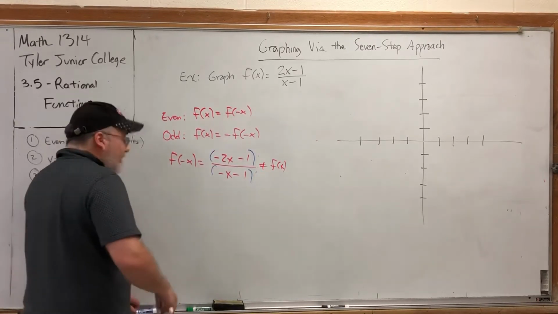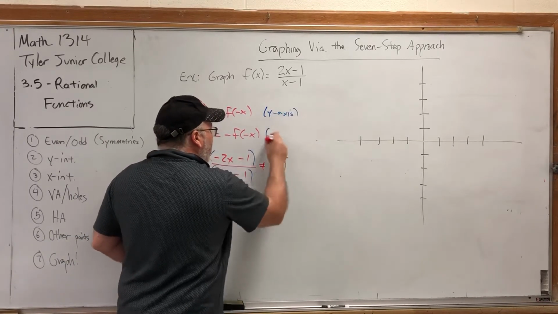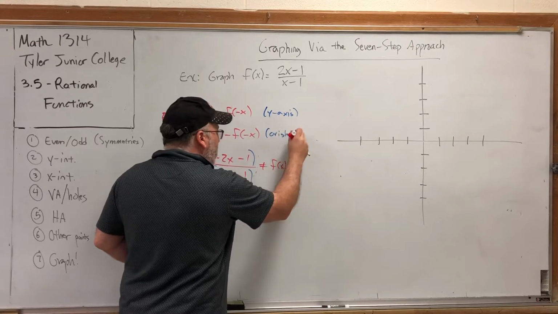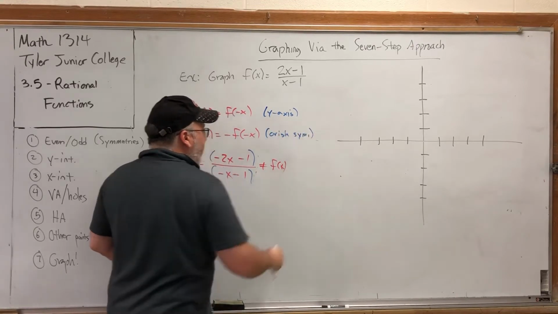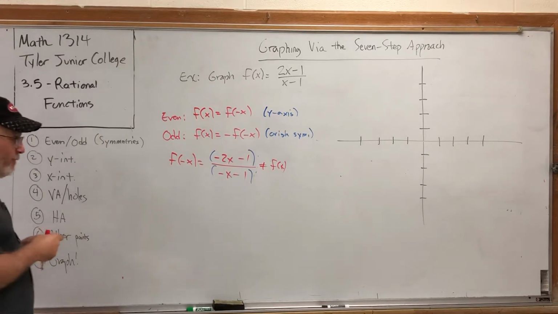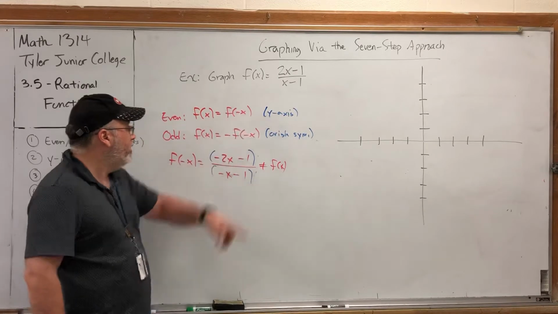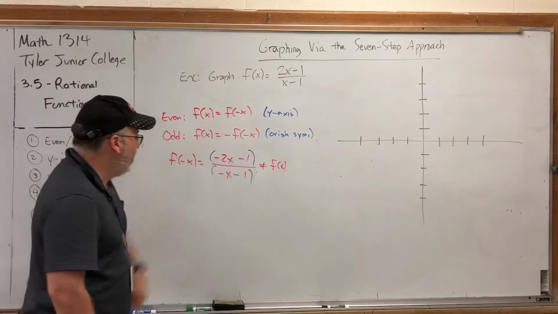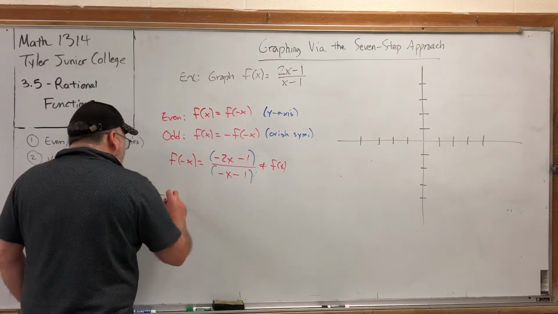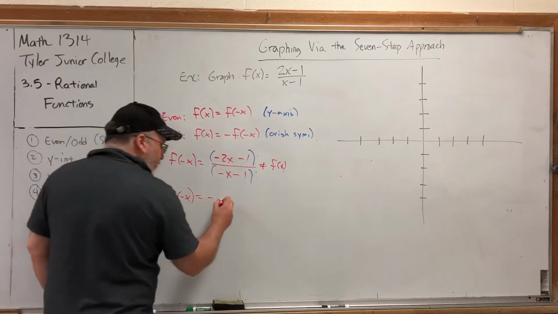And remember that even functions have y-axis symmetry, and odd functions have origin symmetry. So we can go ahead and dismiss that this has no y-axis symmetry, but it's not over yet because we also have to compare the original to the opposite of f of negative x. So what's the opposite of f of negative x? Well, that's just sticking a negative in front of the previous one.